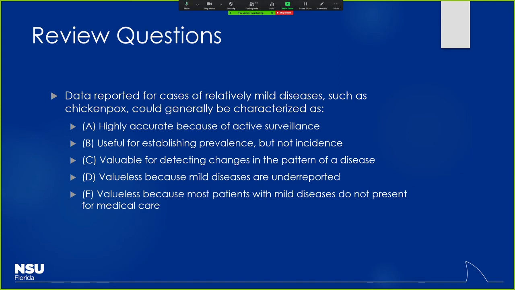Okay, so let's say we have data being reported for cases of a relatively mild disease such as chickenpox, so something that is endemic to a degree. Could you generally characterize that data and how it's reported as being highly accurate because of active surveillance, useful for establishing prevalence but not incidence, valuable for detecting changes in the pattern of disease, valueless because mild diseases are underreported, or valueless because most patients with mild disease do not present for medical care? What do we think?